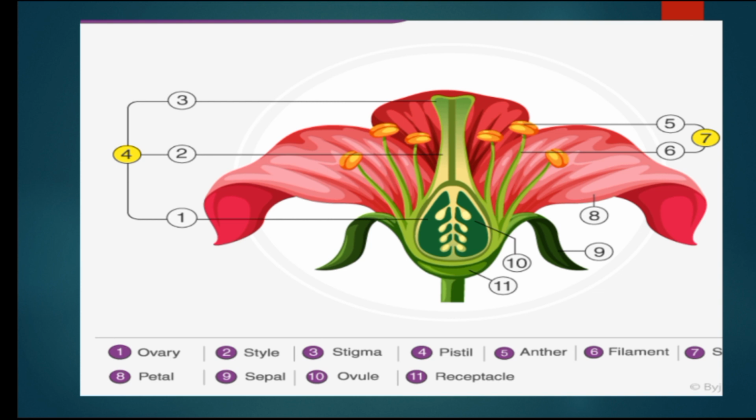The next part is the style, which is a long elongated structure above the ovary. The carpel shows a long or short stalk, that is the style. The style is the passage for male gametes from stigma to ovule. The terminal expanded end of the style is the stigma. The surface of the stigma is sticky due to sugary substances, and with the help of these sugary substances, mature pollen grains are deposited during the pollination process.